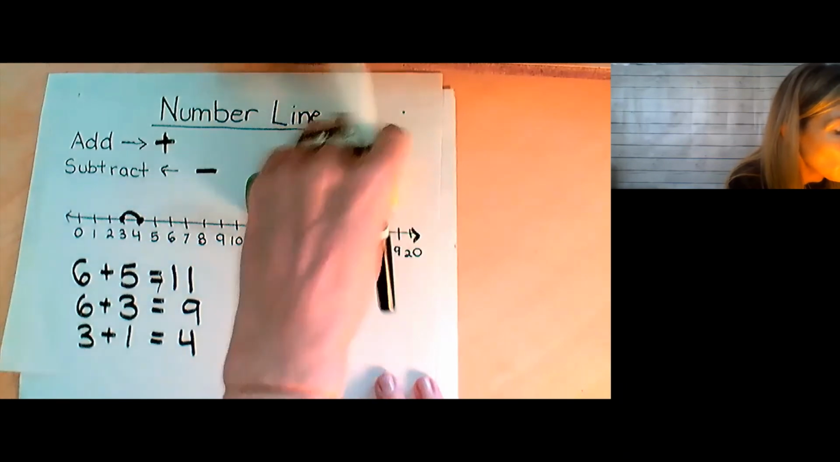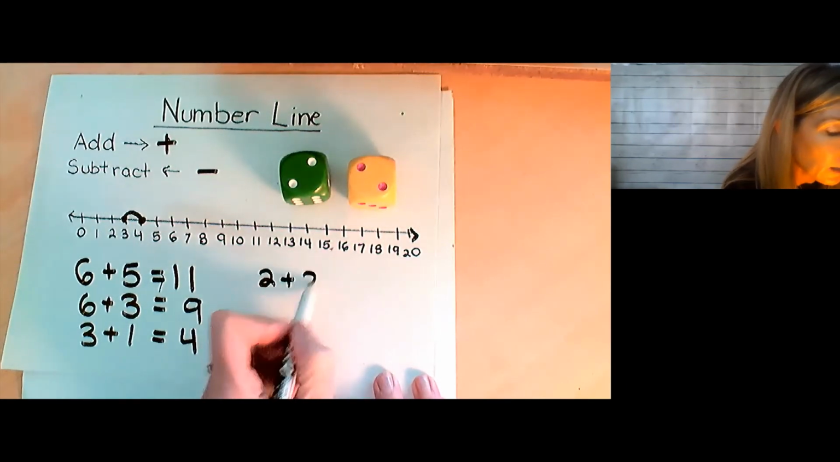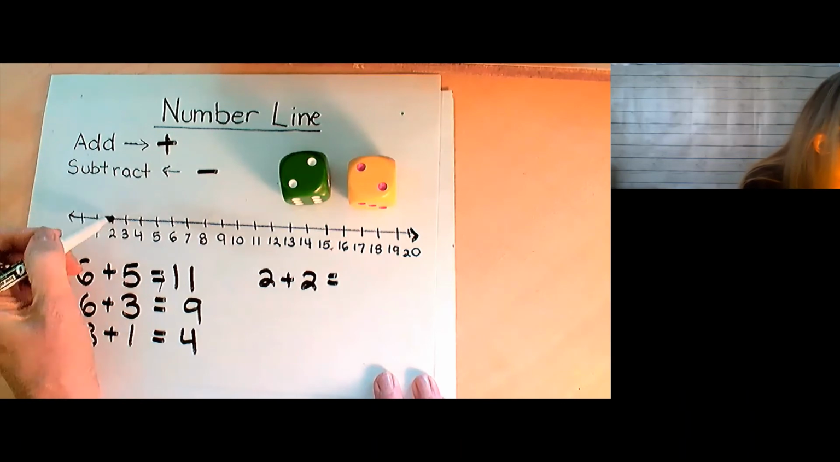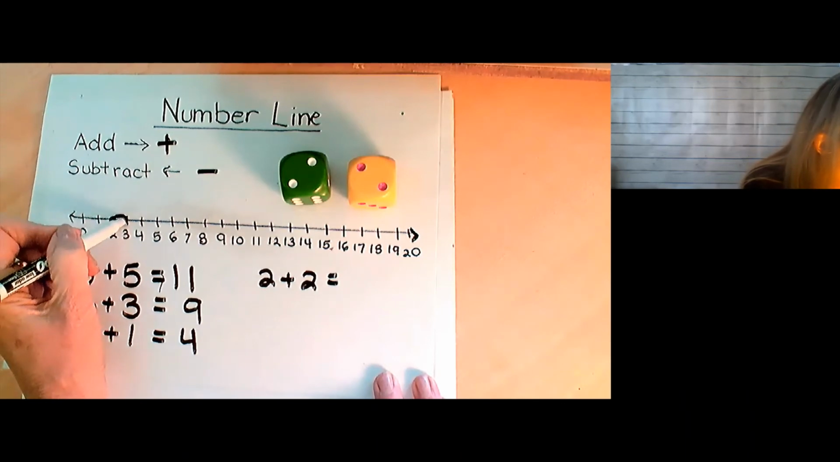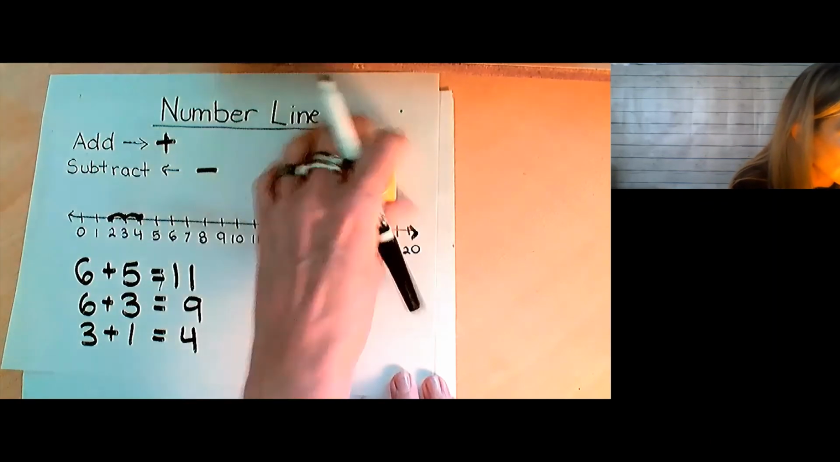Oh, we have 2 and 2, and they're equal amounts. So we would write our number sentence 2 plus 2. We'll start with 2, and we're going to jump 2 to the right. 1, 2, and we land on the number 4.